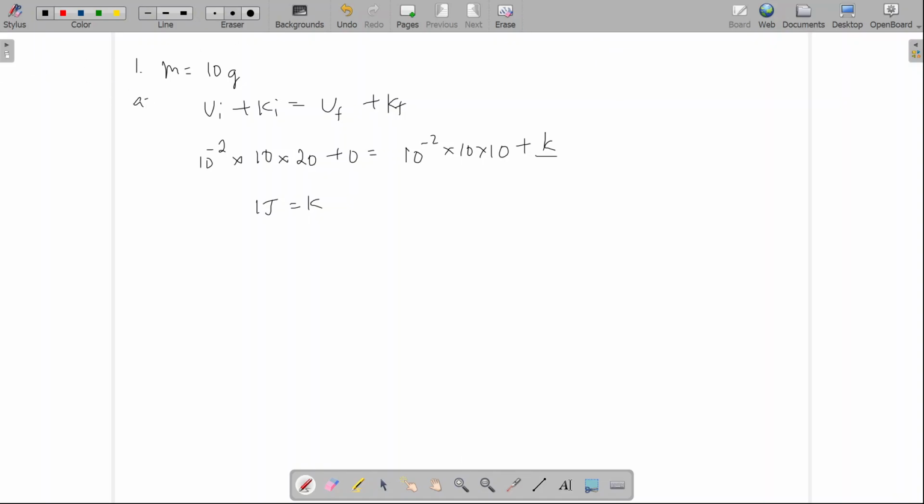Similarly, for part B, the block has lost all its height, so its final potential energy would be 0 and it would be having some new kinetic energy K dash. So it has lost all its potential energy and all its potential energy is going into kinetic energy. So K dash would be equal to 2 joules.